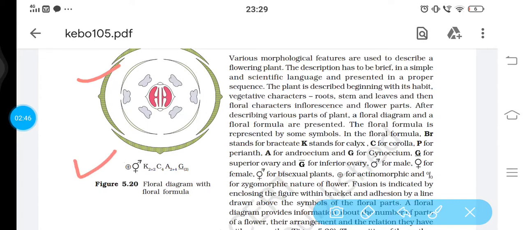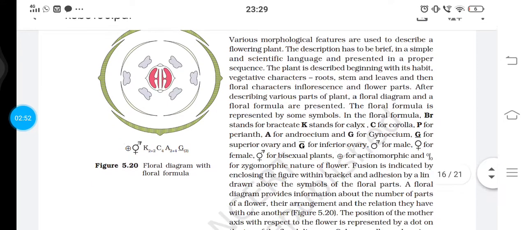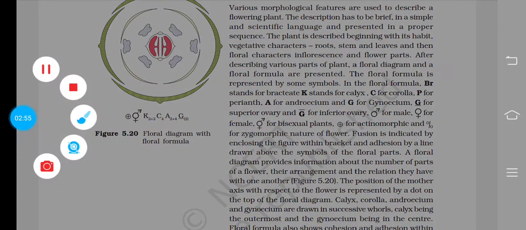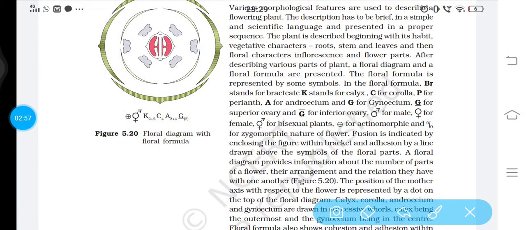Then is the floral formula. Floral formula here means how can we depict the structure of a flower with the help of certain keywords or abbreviations. Let us understand what these abbreviations mean here. Here BR means bracteate. I have explained the bracteate structure to you in the lecture. If a bract is there then BR is written in the floral formula, and if BR is not there then BR is not written in the floral formula.